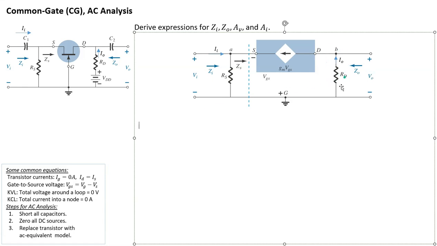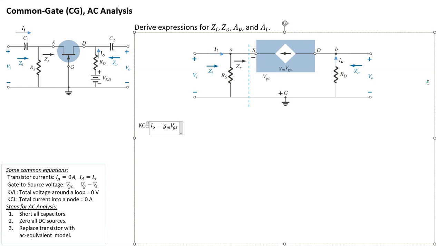If you look, IO flows up and then goes left because this is open circuit, so it goes left and becomes GMVGS. So it goes around the loop and comes back. Therefore, by KCL, IO is just simply GMVGS. All right, that's fairly straightforward.